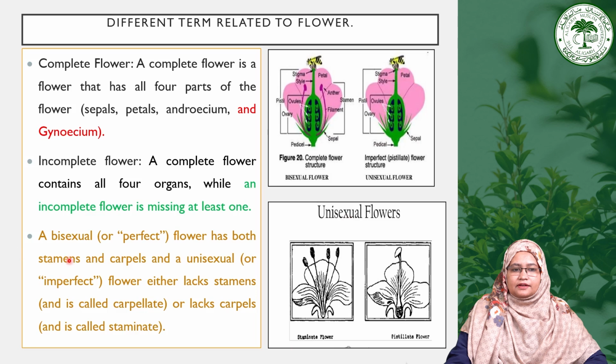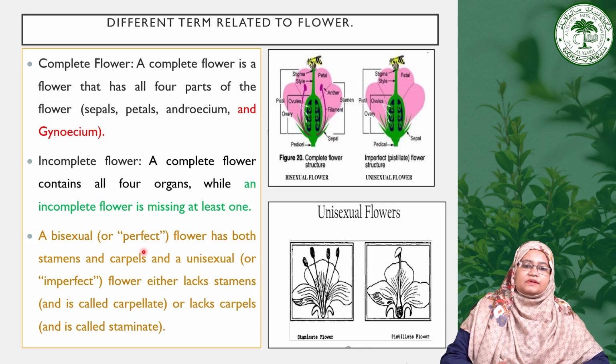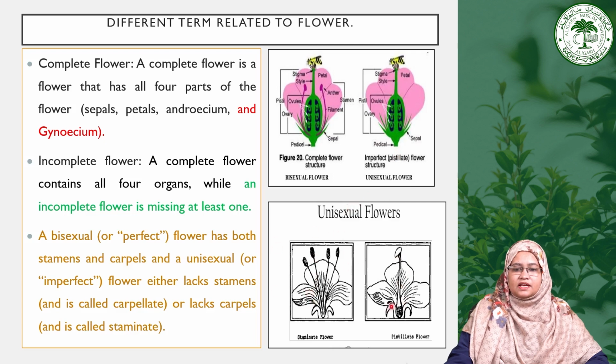Besides this, you can see this is a bisexual flower, and this one is a unisexual flower. A bisexual or perfect flower has all the flower parts, that is calyx, corolla, androecium and gynoecium, but sometimes it may be unisexual, as we have seen here. This particular flower only has a pistillate flower, it doesn't have androecium, and in this other flower you can see this one has only stamens and this one has only the pistillate flowers.